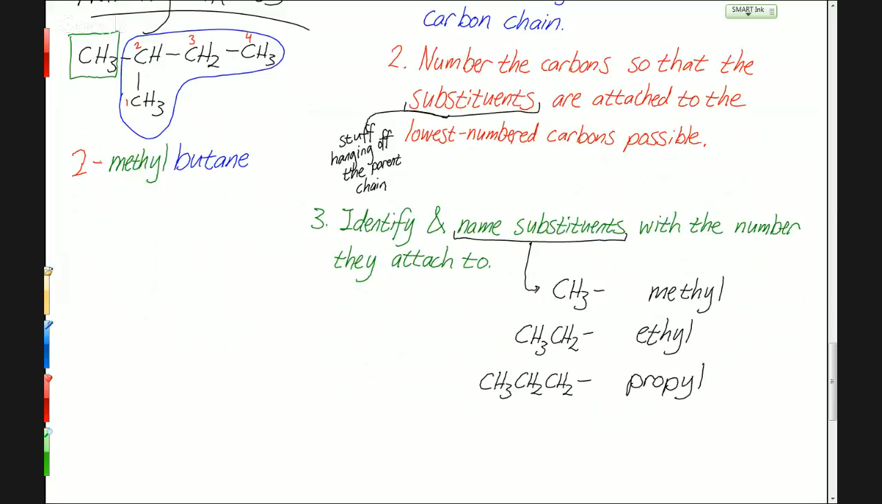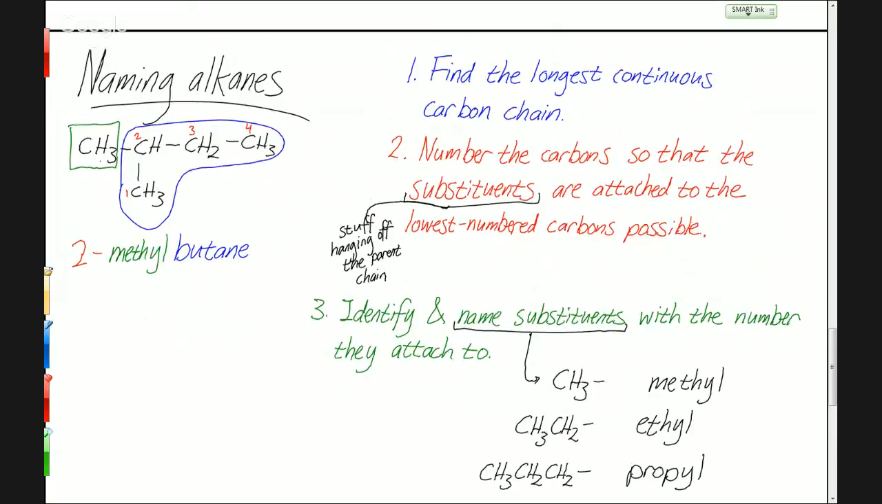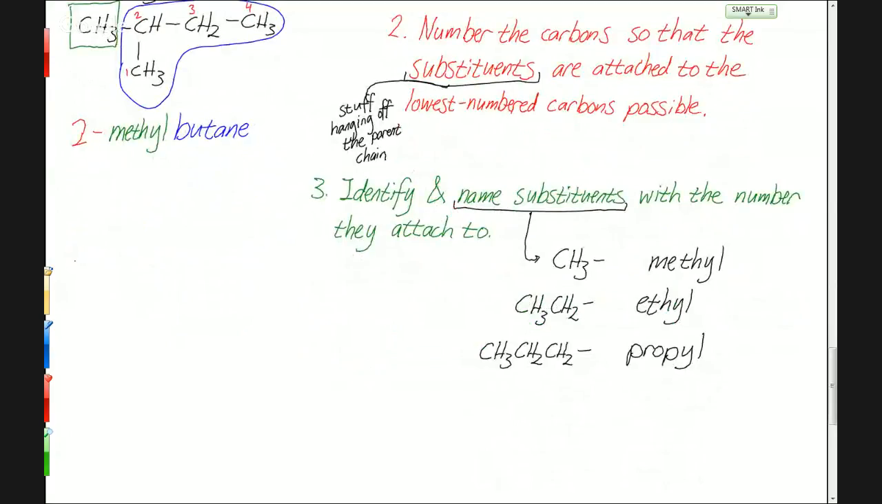Let's review those steps and how we use those to name this molecule. We found the longest chain. We numbered it so that the substituents were closest to 1. Then we named the substituent with the number. All right. So now we're going to look at some slight variations of this, how these rules apply to some different kinds of molecules, and then we're going to practice with a lot of different examples.